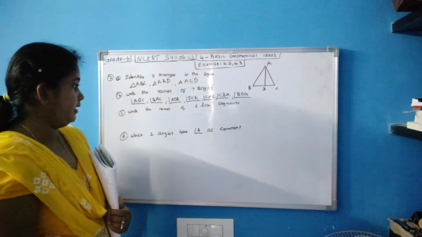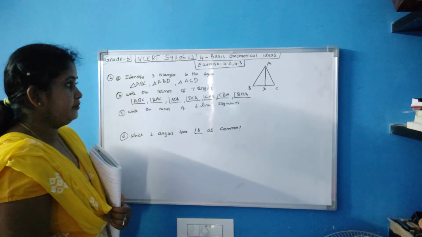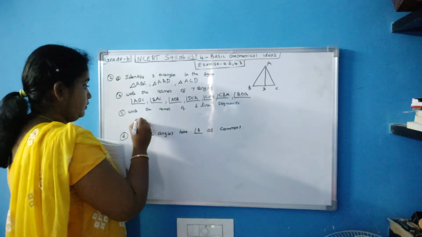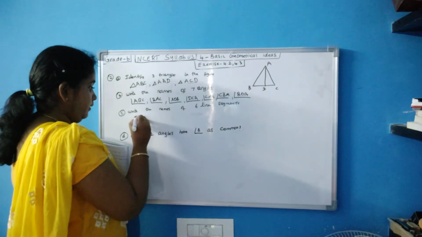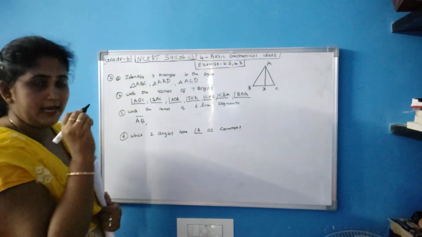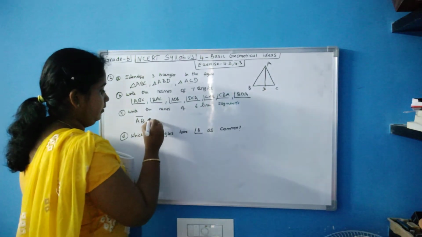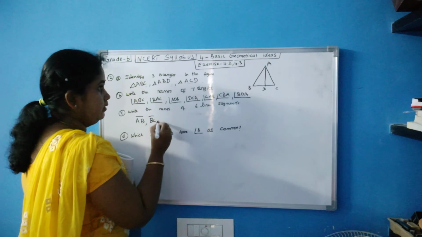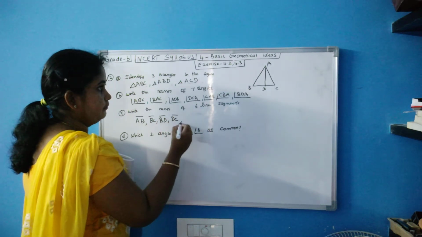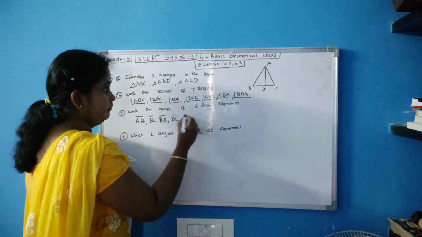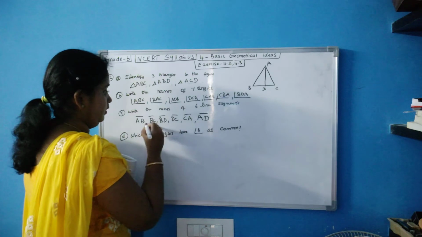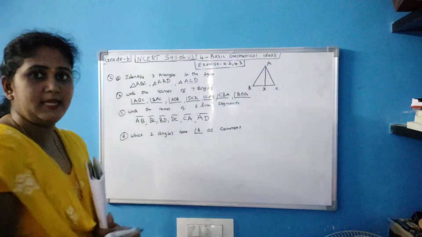Did you understand? Next one. Write the names of 6 line segments. You are going to write the name of 6 line segments. So AB. You have to write line segments like this only. AB, a small dash above. Okay. Then BC, BD, DC, CA, AD. 1, 2, 3, 4, 5, 6. So we wrote 6 line segments.